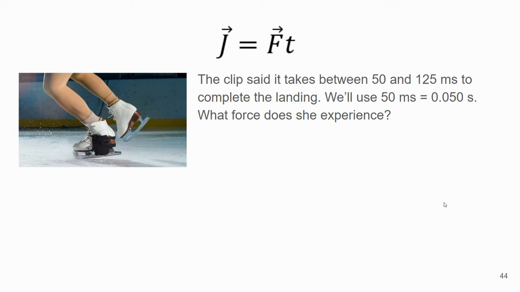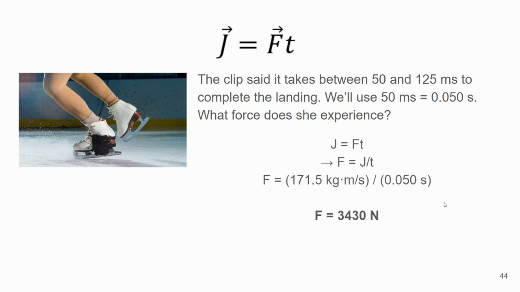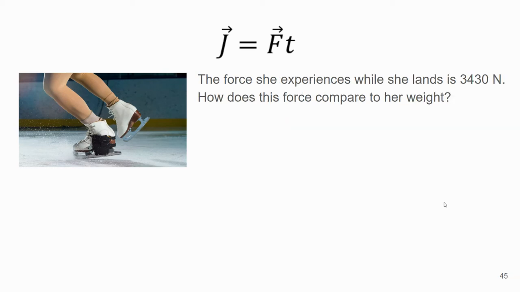So what force does she experience? What formula can you use for this? Use the formula that's the title of this slide, J equals FT. So we just figured out J by looking at her change of momentum. We got the time from the video. Solve J equals FT for F, F equals J over T, plug in the numbers, and you get a force of 3,430 newtons.